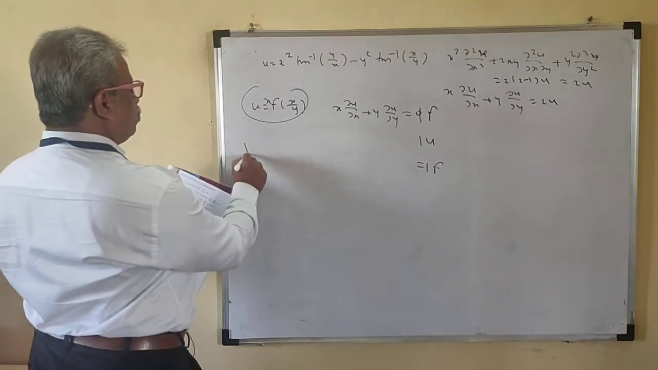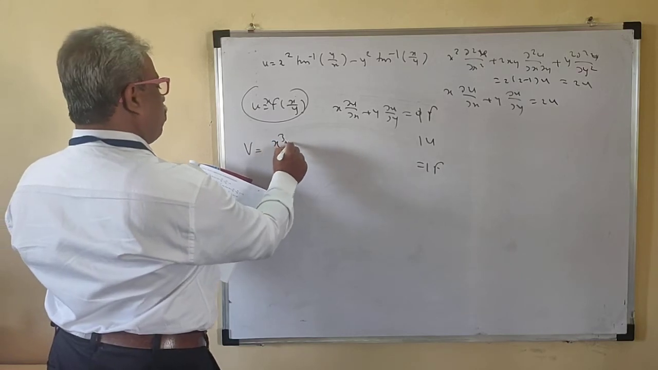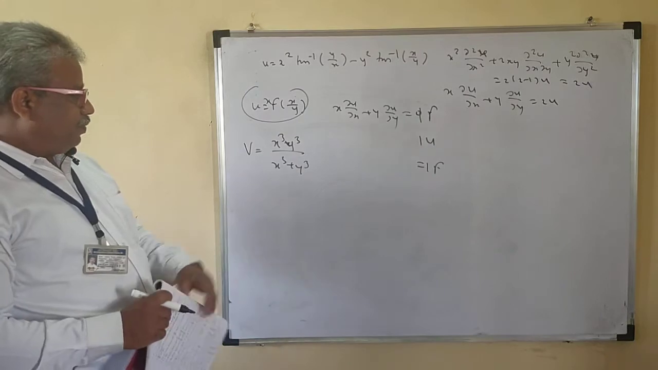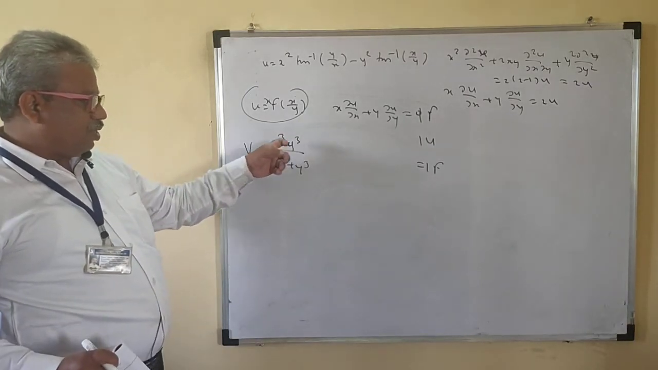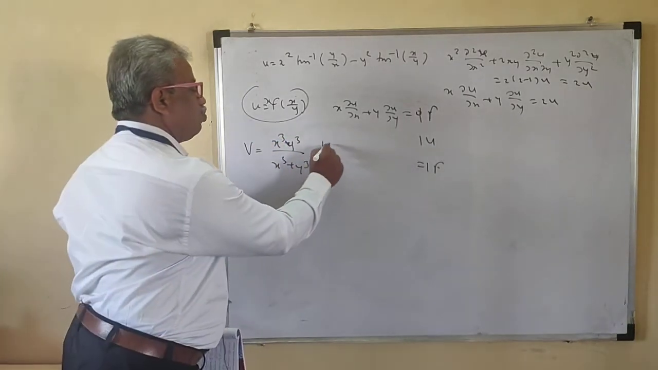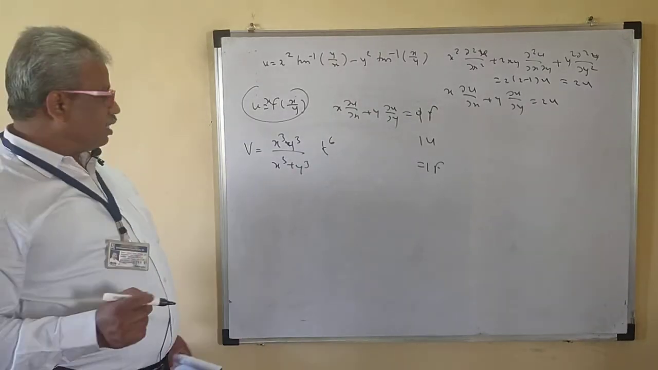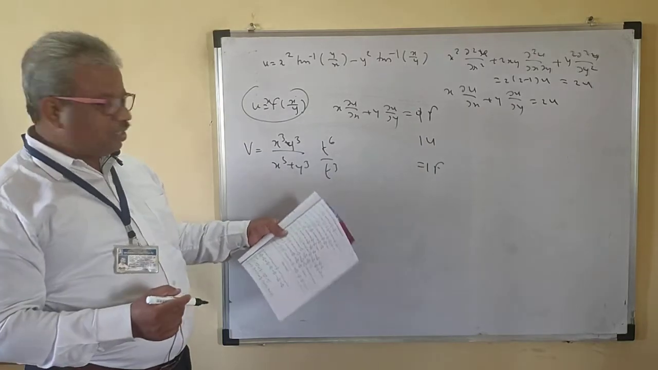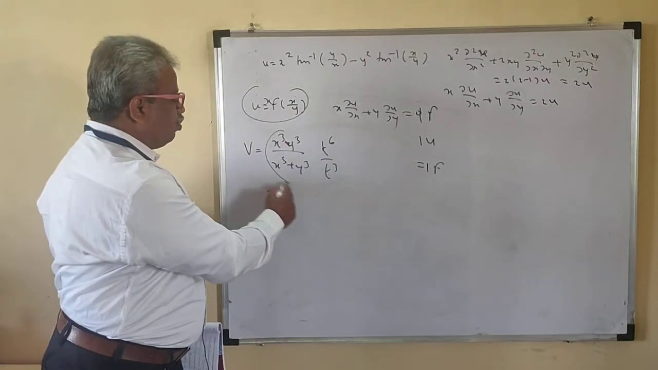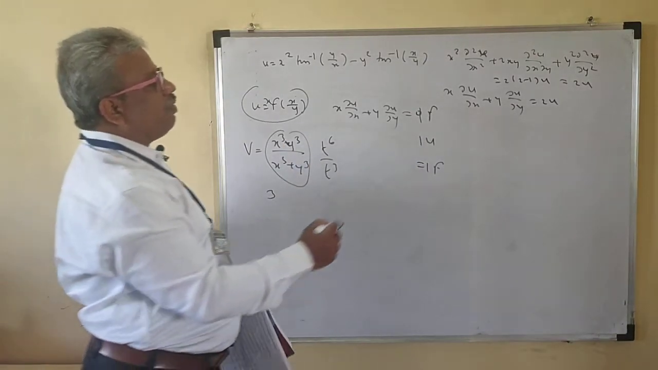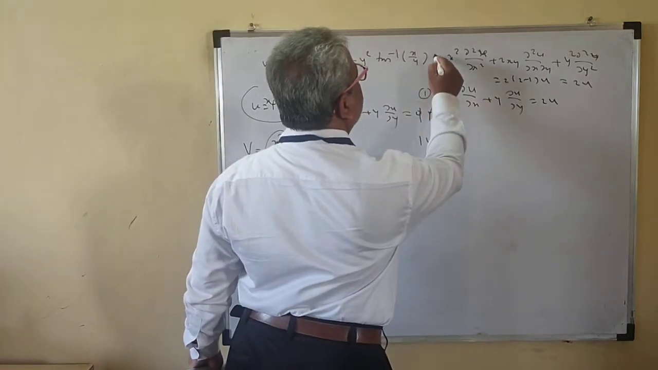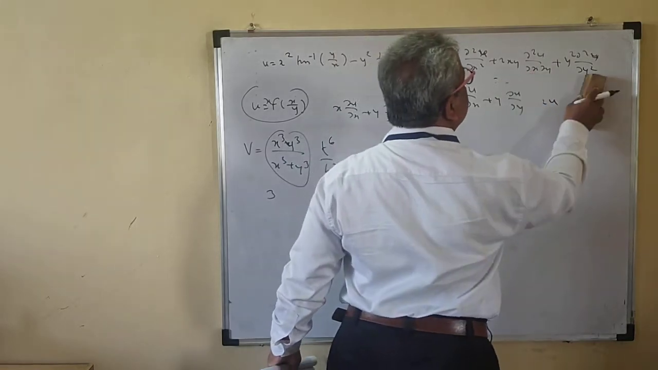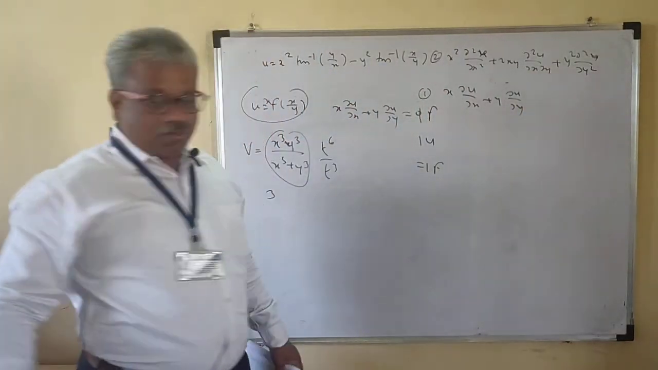Next, suppose v = x³y³ upon (x³ + y³). What happened here? t³ times t³ gives t to the 6, 3 plus 3, upon t³ common from the denominator, so this is a homogeneous function of degree 3. So what is the value of this one? We will call this the first one and this the second one. We will not write it again and again for this one.